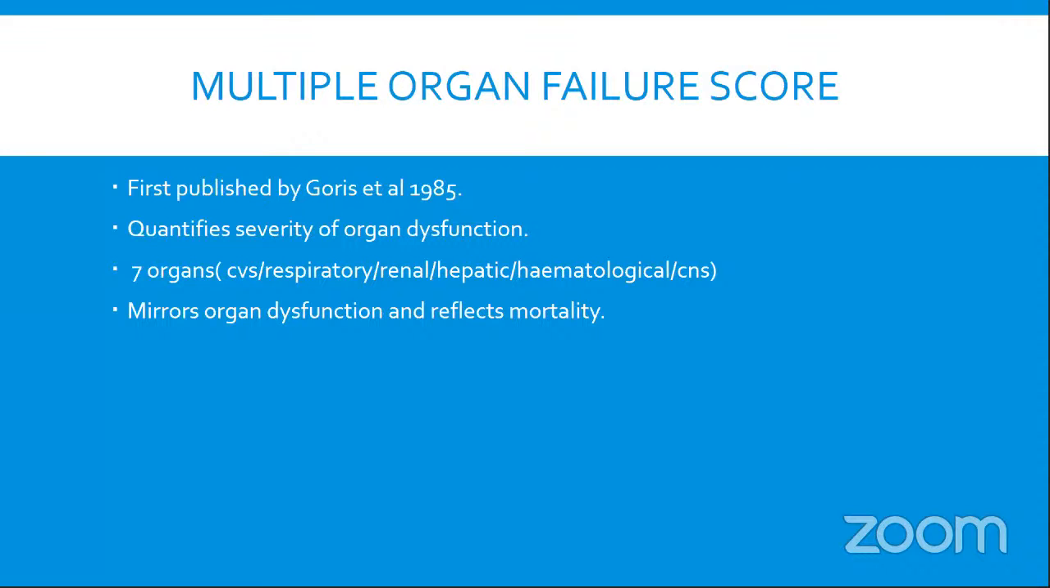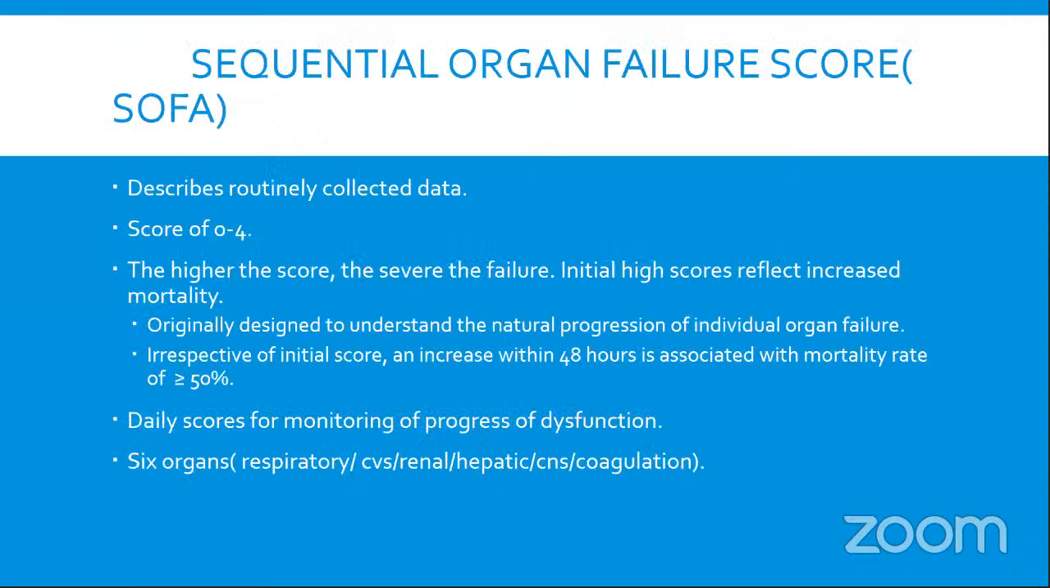So 7 organs are assessed by the multiple organ failure scores: cardiovascular, respiratory, renal, hepatic, hematological, and the central nervous system. That is very similar to the logistic organ dysfunction score. These are all related, and it mirrors organ dysfunction, and organ dysfunction can predict mortality. Like I said, all these are charts that are available.